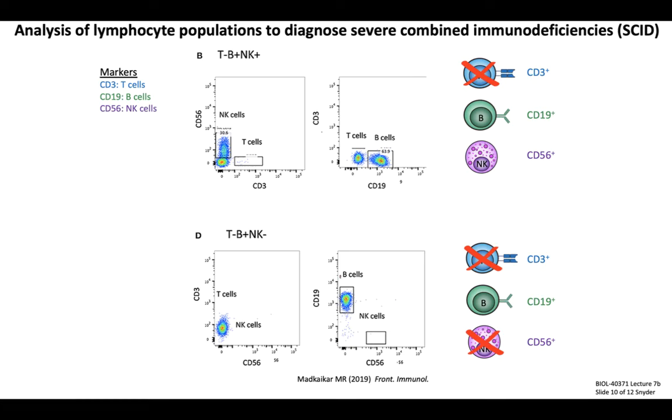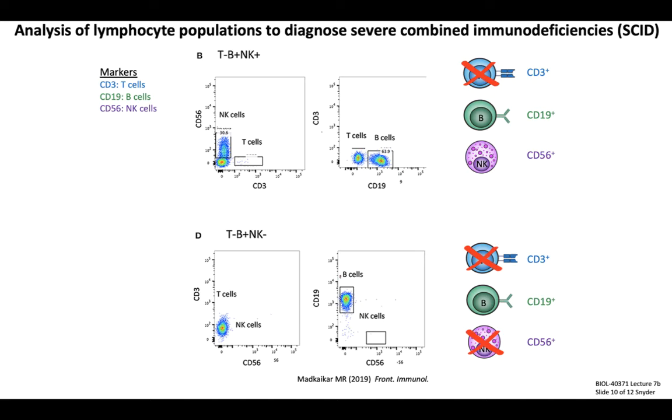In SCID, these mutations usually result in drastically reduced or absent numbers of T cells, and sometimes B and NK cells as well. And this renders these patients extremely susceptible to infections, so they're usually brought into the hospital at a young age due to recurring severe infections. One of the first tests used to diagnose potential SCID cases is done by running flow on a PBMC sample from a patient and staining it using markers associated with the 3 main populations of lymphocytes, which again are T, B, and NK cells. And this panel usually includes CD3 for T cells, CD19 for B cells, and CD56 for NK cells.